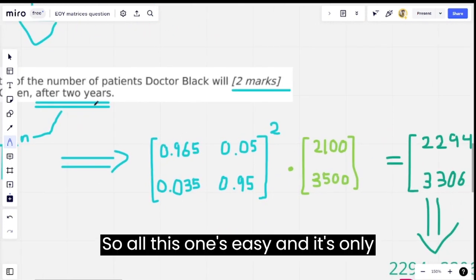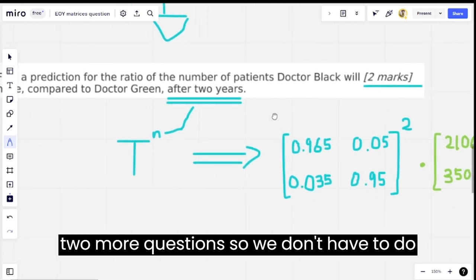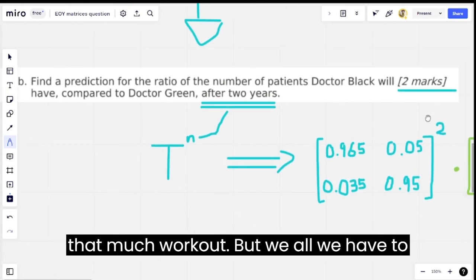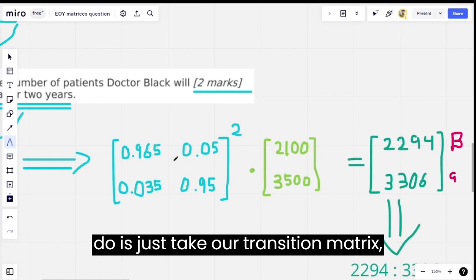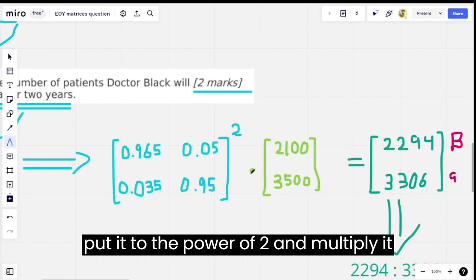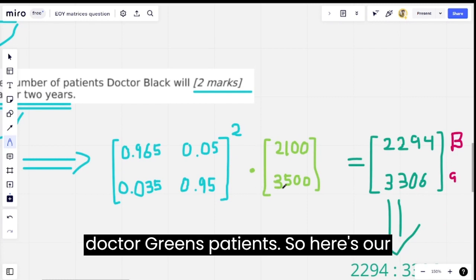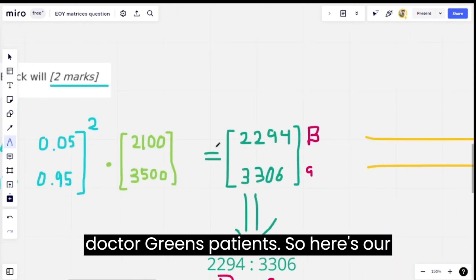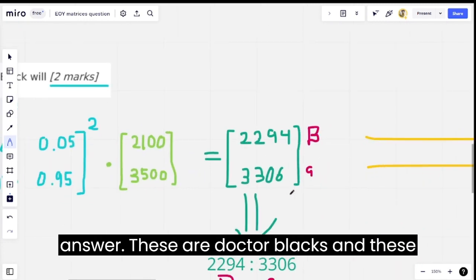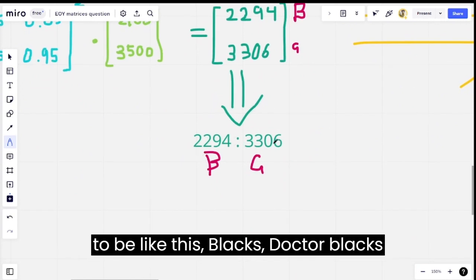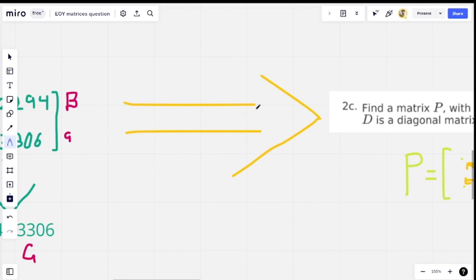So this one's easy, and it's only a 2-mark question, so we don't have to do that much working out. All we have to do is take our transition matrix, put it to the power of 2, and multiply it by the number of patients we have. So this is Dr. Black's patients and Dr. Green's patients. So here's our answer. These are Dr. Black's and these are Dr. Green's, and the ratio is going to be like this: Dr. Black's patients and Dr. Green's patients.